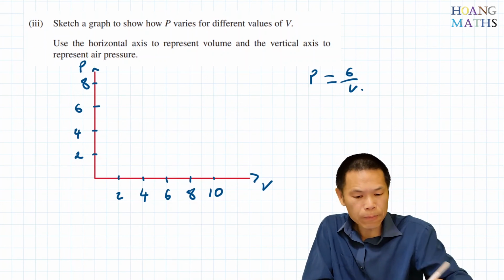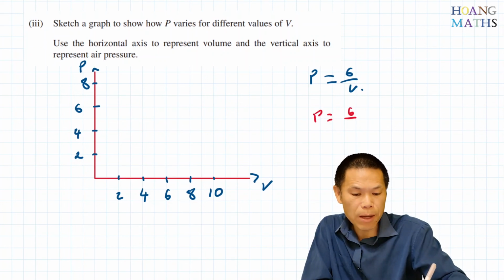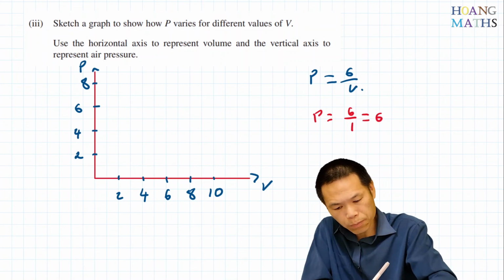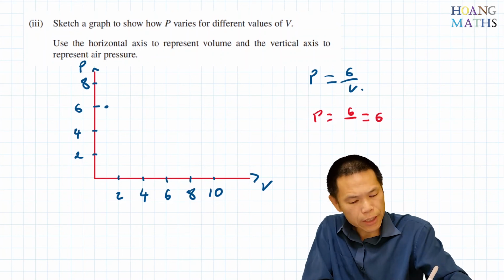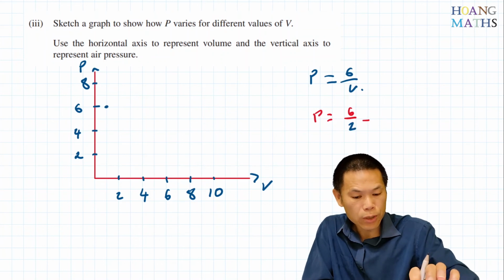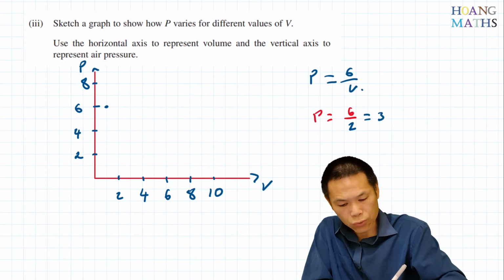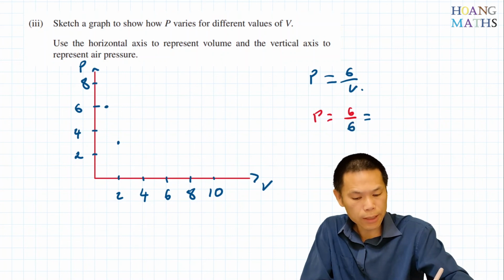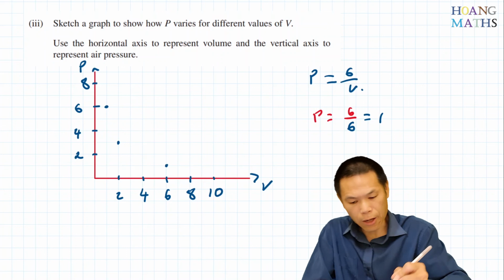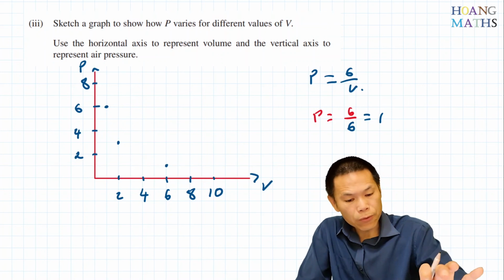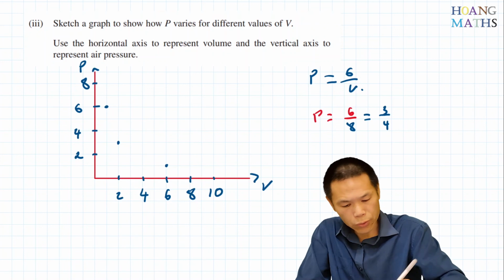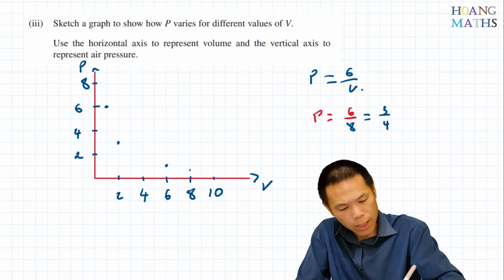So when V is 1, P must be equal to 6 divided by 1, which is 6. So 1, 6, right? So I just quickly put that in here, 1, 6. And V equal to 2, so that means 6 divided by 2. So the answer is 3. So 2, 3. And when V is equal to 6, I just put 6 here, that gives me 1. There you go. And then when V is 8, that gives me 8 here. So 6 divided by 8 gives me 3 over 4. So 3/4. And it just goes on like that roughly.